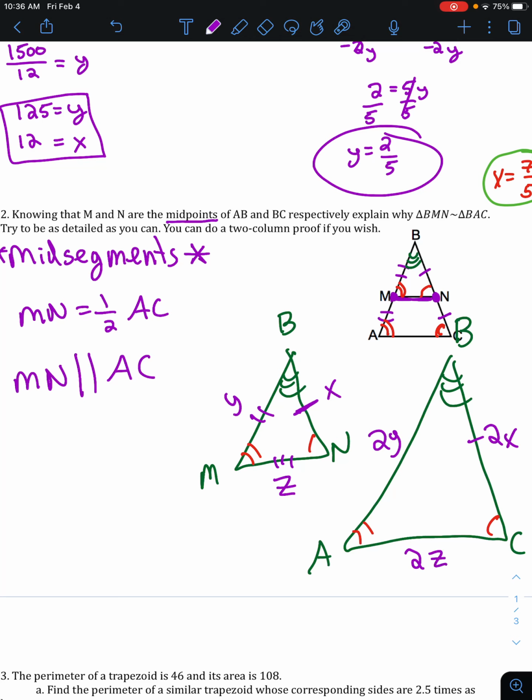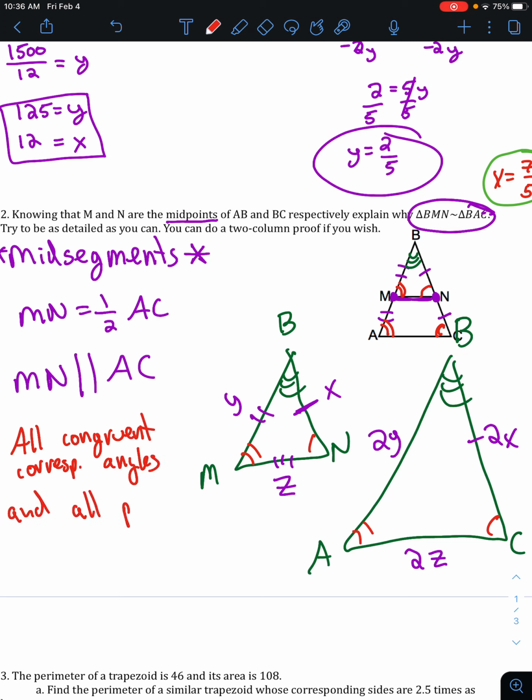And so the idea is, the reason we know these triangles are similar is because they have all congruent corresponding angles and all proportional corresponding sides. Because all of our sides, we can say, are double. X, the side BN, is half the length of BC, BM is half the length of BA, and MN is half the length of AC.